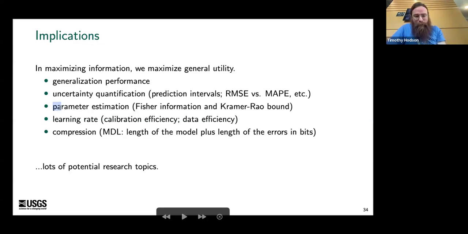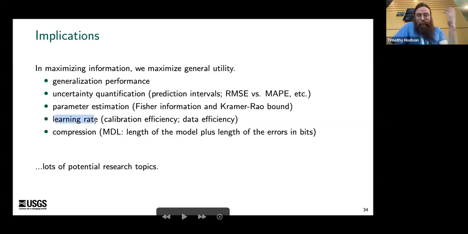Finally, this kind of goes back to generalization performance, but it is the parameter estimation itself. Your model has some parameters in it. How accurately you can estimate them depends on your objective function and how close it is to the true one in your model. If you want to learn more about this, look at Fisher information and the Cramer-Rao bound. It's critical there and just for coming up with the most accurate model. You want to have the right objectives. It affects the learning rate.